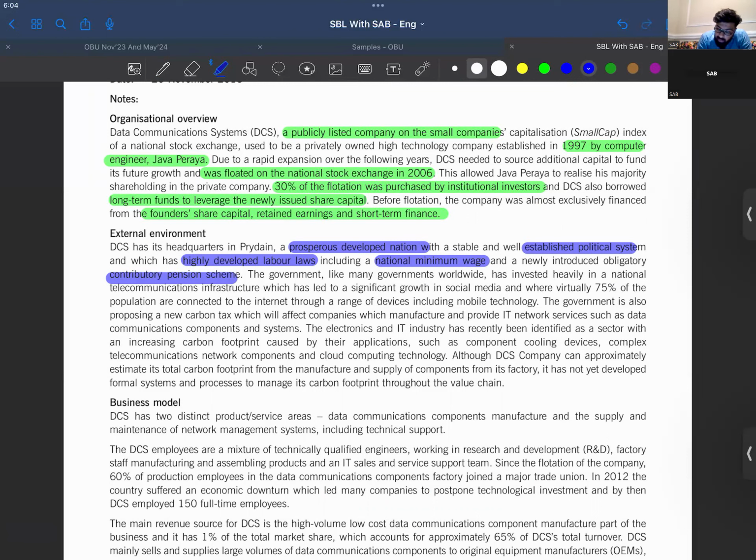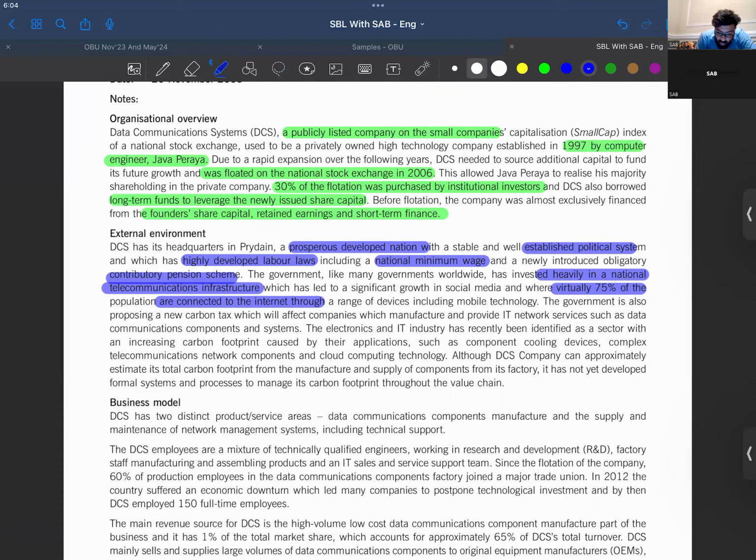The government, like many governments worldwide, has invested heavily in telecommunication infrastructure. So I guess it's a good point for DCS because we pertain to this industry, which has led to significant growth in social media, and where virtually 75% of the population are connected through the internet, right? A range of devices, including mobile technology.